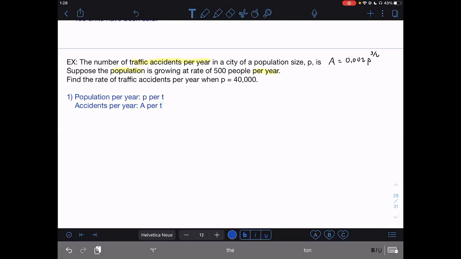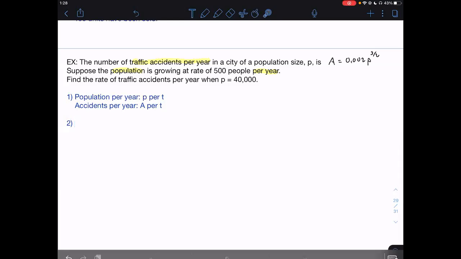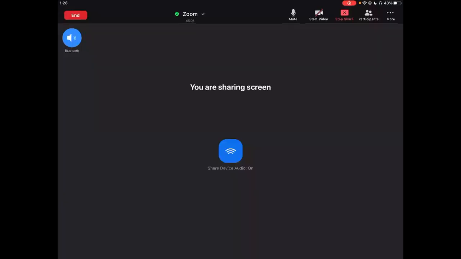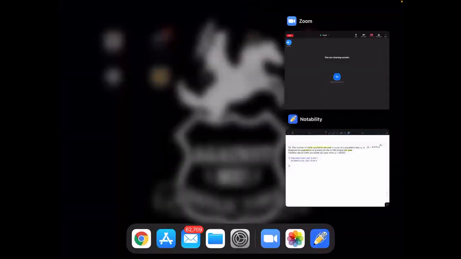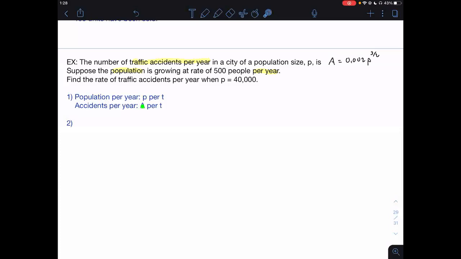Second step, identify an equation relating our 2 variables of interest that are changing with respect to our time of interest. Do we have an equation relating population and accidents? It's given to us right there directly. The number of accidents is defined in terms of the population. So once again, a given equation: A is equal to 0.002 P to the 3 halves.